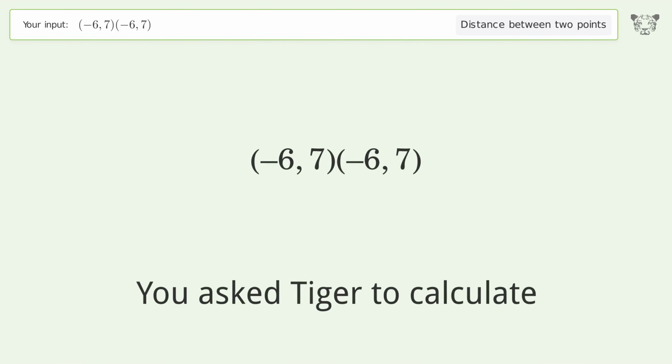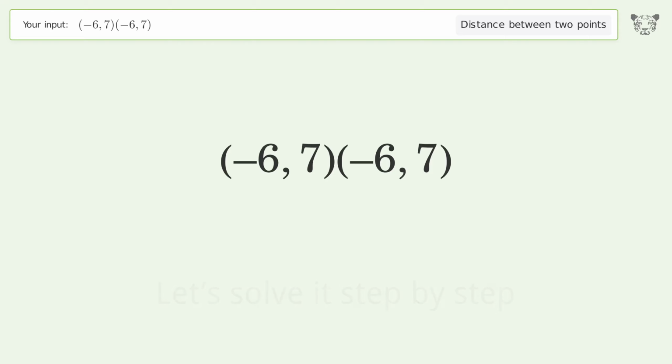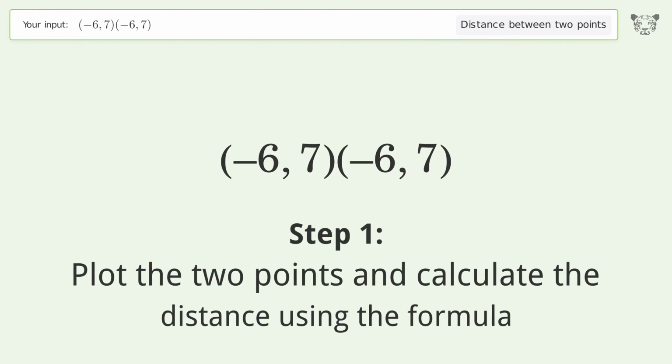You ask Tiger to calculate. This deals with the distance between 2 points. The distance between the 2 points is the square root of 0 or 0. Let's solve it step by step. Plot the 2 points and calculate the distance using the formula.